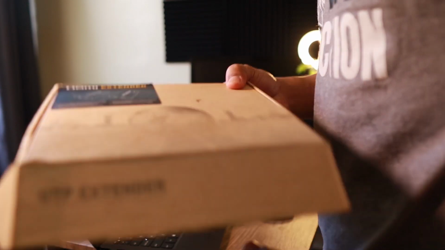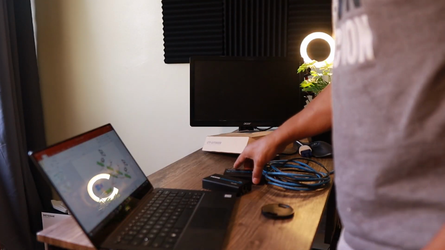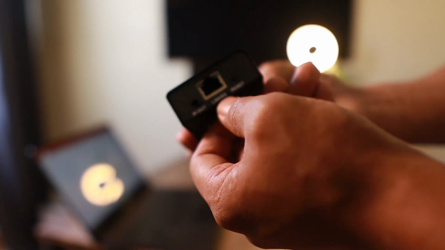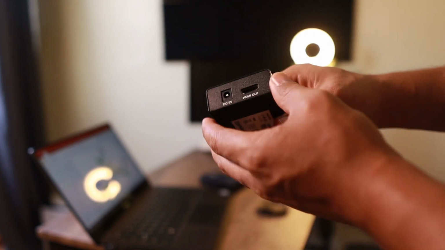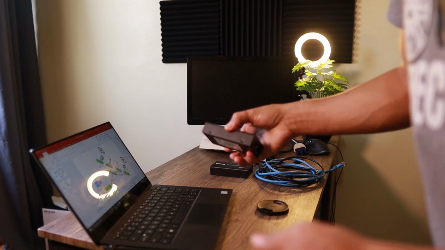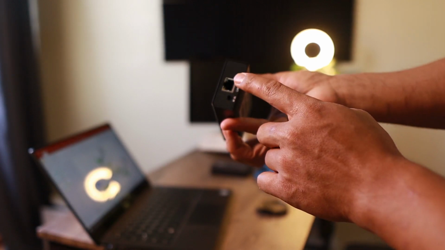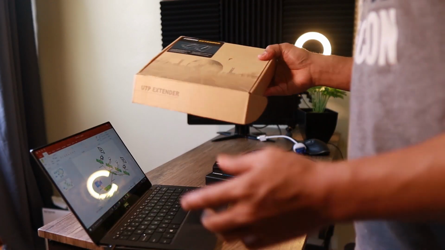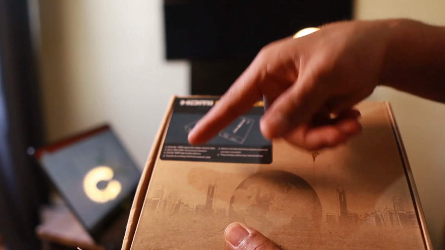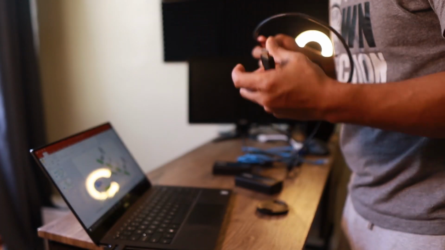So, we have already opened this device. This is the HDMI extender to LAN, okay? Now, this is your receiver, 100 meters. That's the LAN, and that's the HDMI, and then the power input, okay? So the same, this is marked as the sender. So they have marked the HDMI, then we have the LAN. Now, this device can go full HD 1080p. We have it here. I don't know if you can read that. Okay, so that's the HDMI cable, okay?